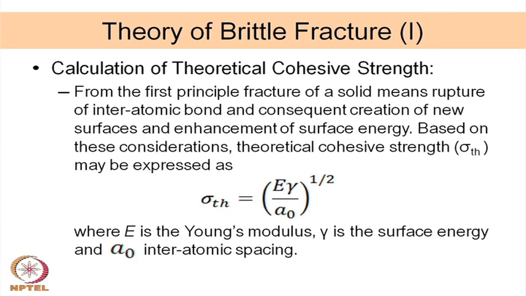So, from the very first principle, fracture of a solid means a rupture of interatomic bonds, because without the separation of the cohesive force or the interatomic bond, you cannot separate the two parts of the solid. So, it is the rupture of the interatomic bond which leads to the fracture and consequent creation of a new surface.